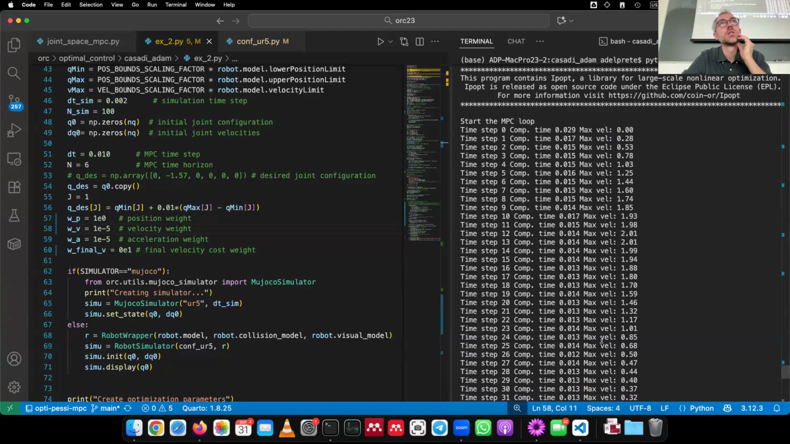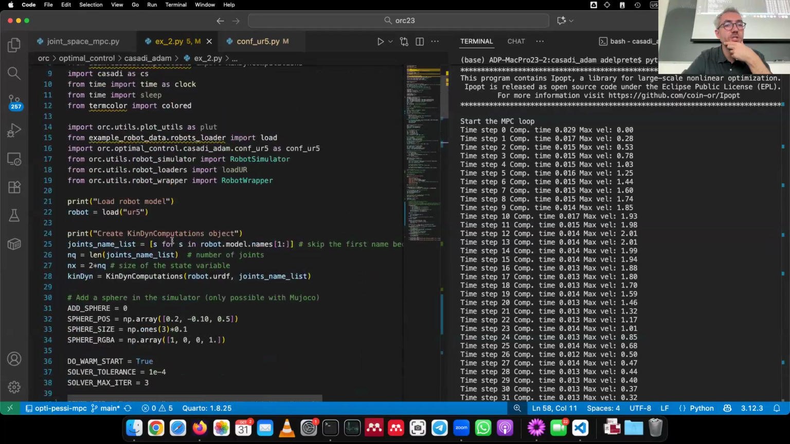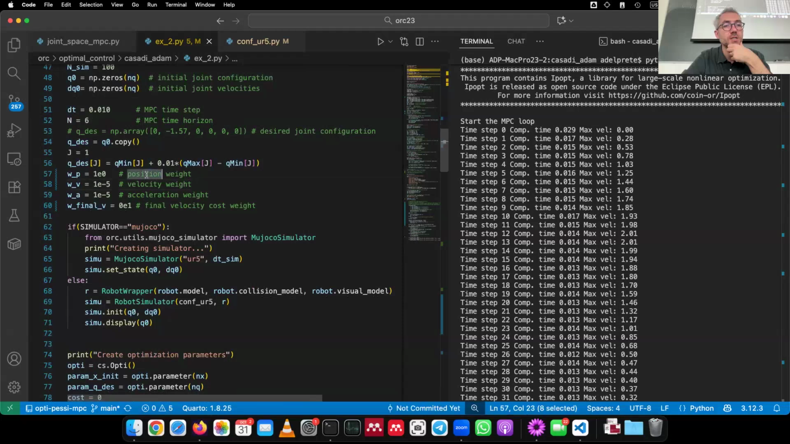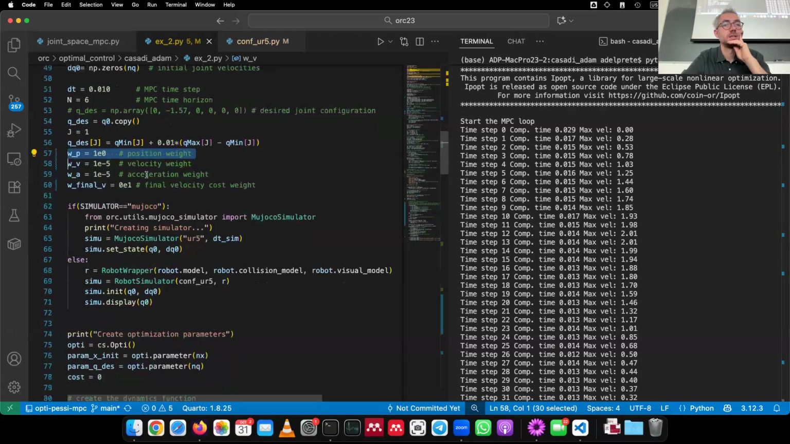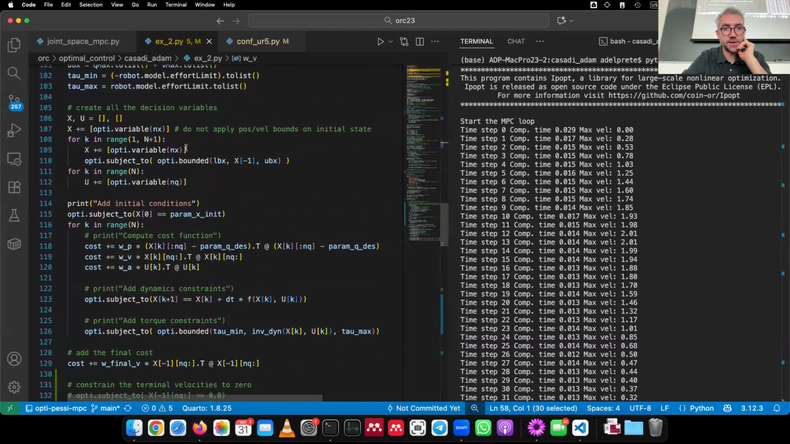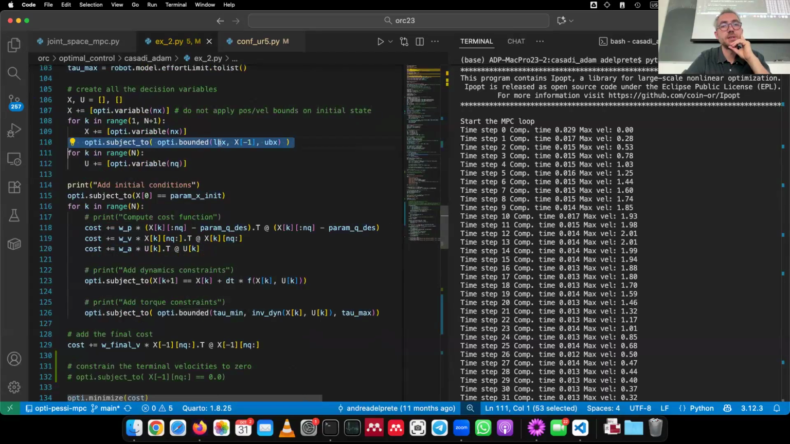But if we don't want to violate the position limits, then we would have to make a higher weight for the positions. Right? No, because the weight is on reaching the desired position, it is not the weight for the position bounds, the joint position bounds. Those are inequalities which don't have any weight. So those are defined here, when I say that my state should be bounded between lower and upper bounds. So this is not affected by the weights. It's just a constraint.